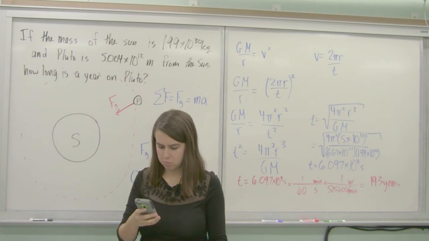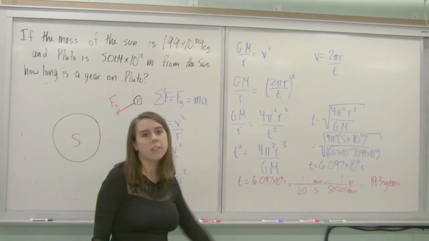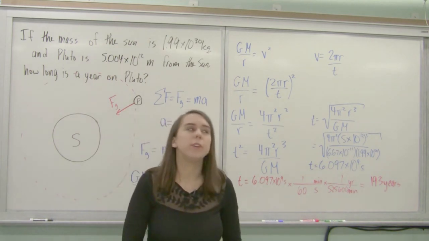Siri, how long is a year on Pluto? The orbital period of Pluto is about 248 Julian years. Kind of a lot longer than that. It's closer to 250 years.